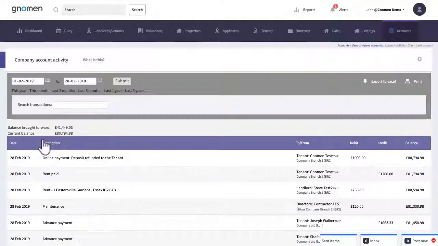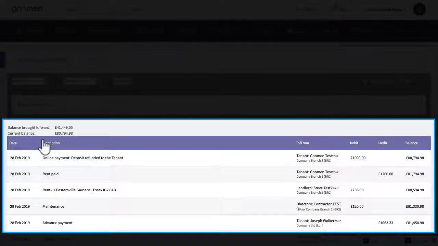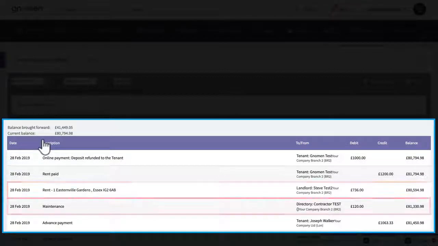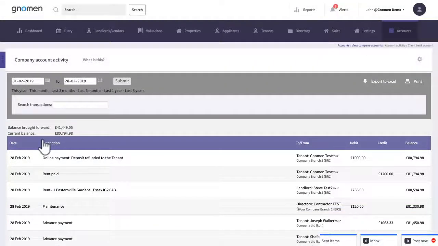If we look at a bank account in the system, it should mirror the bank account in real life. So if you look at your bank statement, each transaction found in your statement should match the transactions that are found in the system. To help achieve this, you can use the bank reconciliation feature found in the account section.